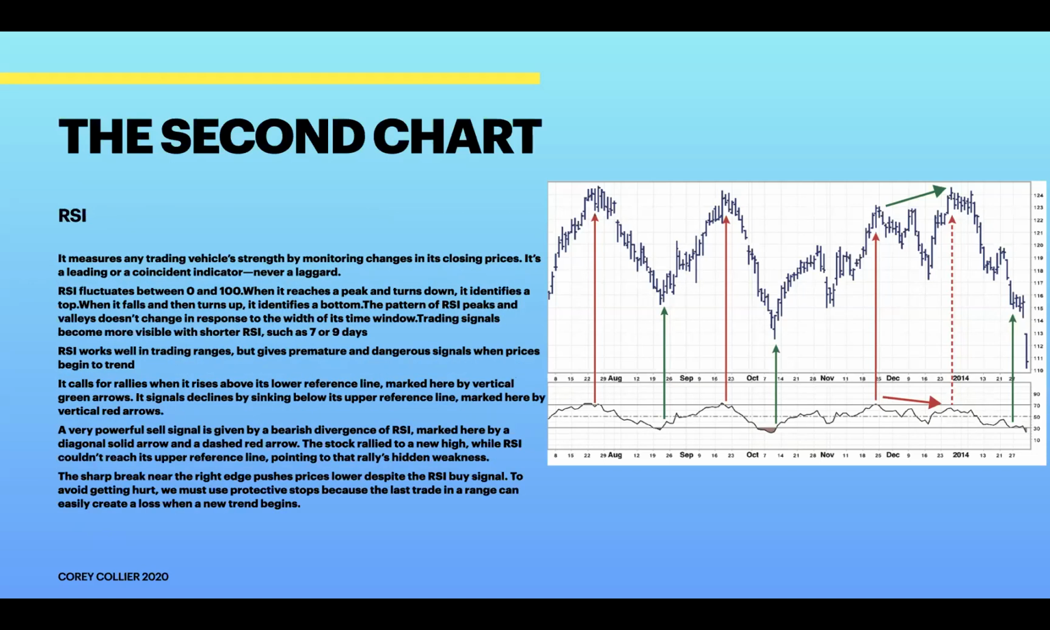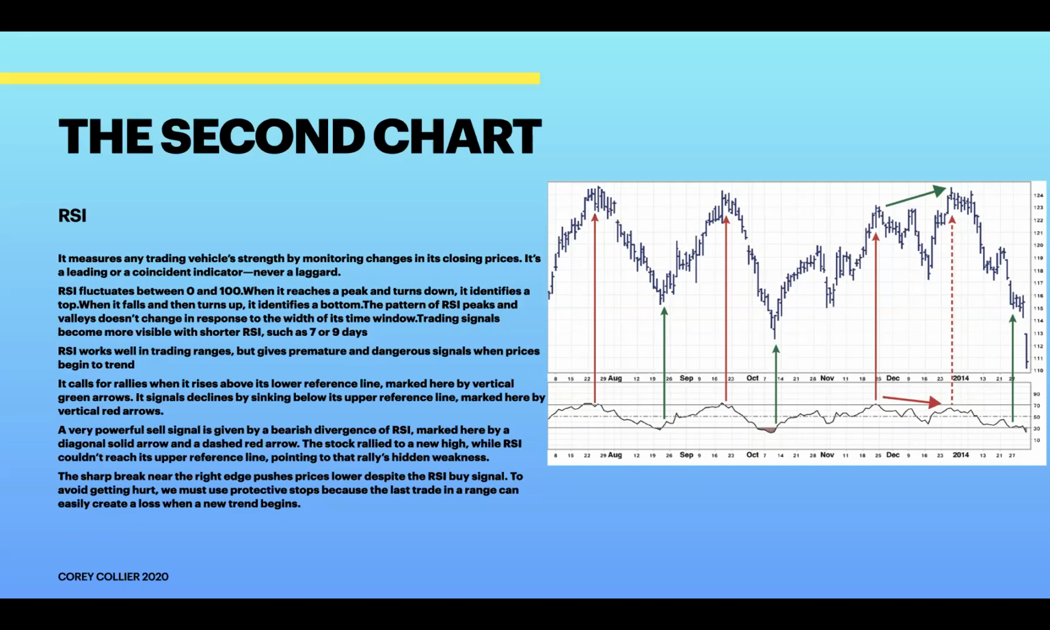Right? So how do we use the RSI? Or what is the RSI? The RSI measures any trading vehicle's strength by monitoring changes in its closing prices. It's a leading or a coincident indicator, meaning it doesn't lag too much like a moving average or most of your other indicators, which rely on a couple of different closing prices. This is going to go off whatever you set it up, right? So the RSI fluctuates between 0 and 100.